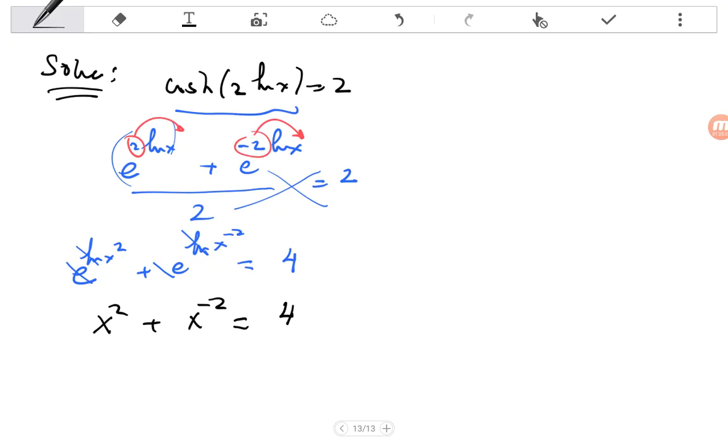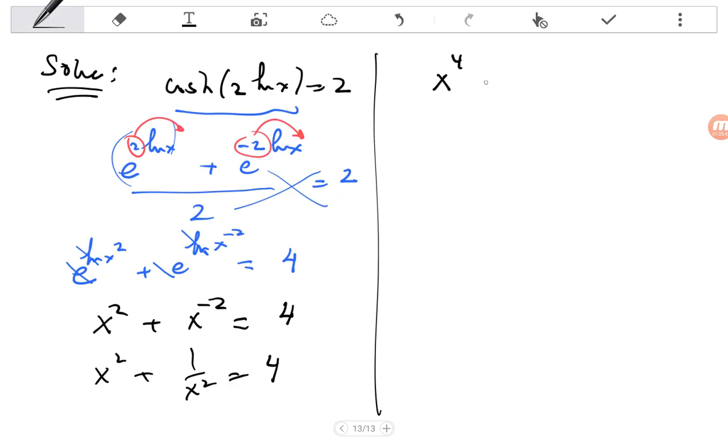How would I solve this equation? Look at this equation. If I have here x power negative 2, this is exactly x squared plus 1 over x squared. What would you expect me to do to solve this equation? I would multiply by x squared. So it will be x power 4 plus 1 equal to 4x squared, which may be written as x power 4 minus 4x squared plus 1 equal to 0.